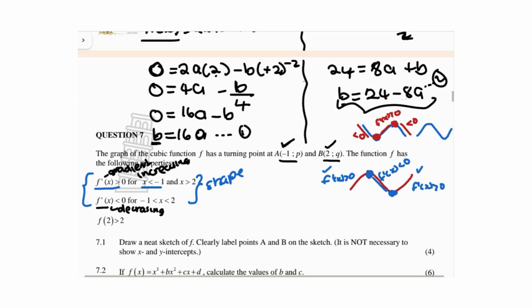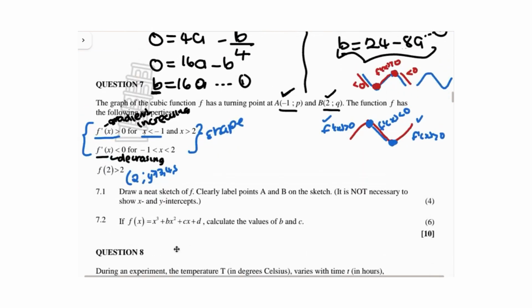Okay, now we know the shape of the graph, but they also tell us that f of 2 is greater than 0. f of 2 is greater than 0. So what they're saying is we have a coordinate when x is 2, and the y value there is going to be maybe 3 or 4 or 5, any value that is greater than 0. So that is what the coordinate means.